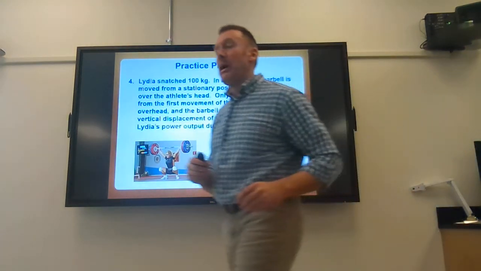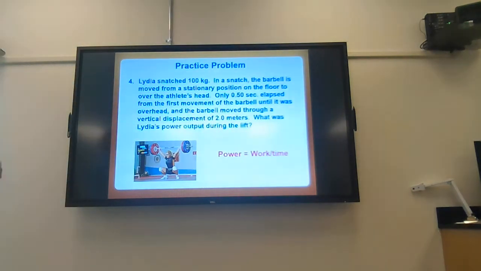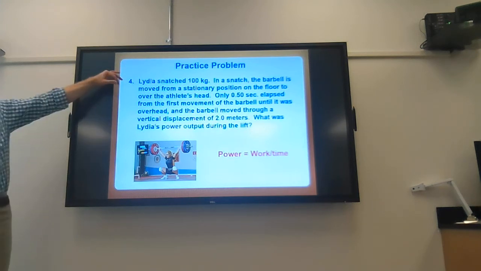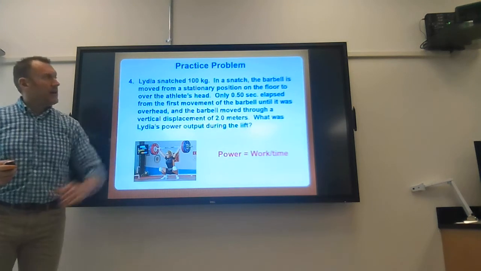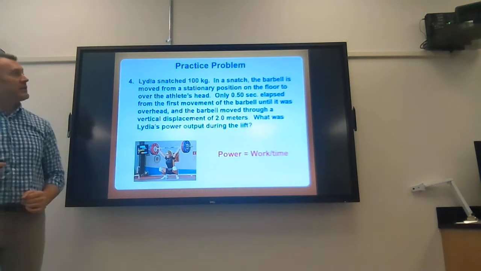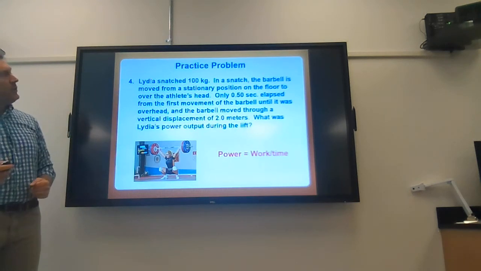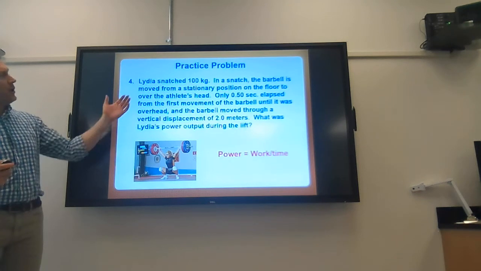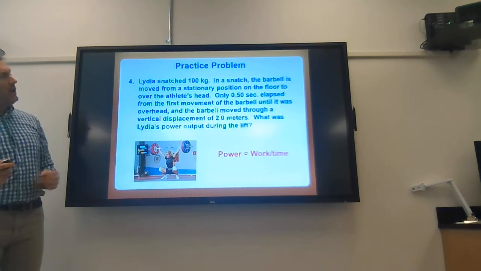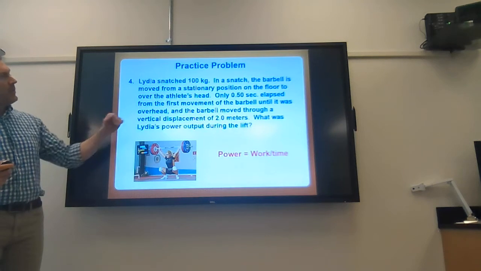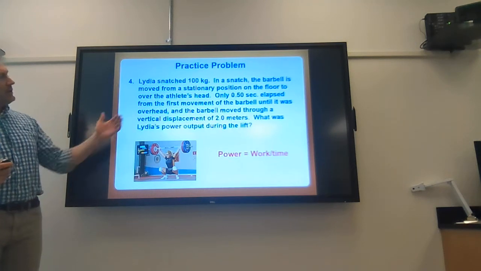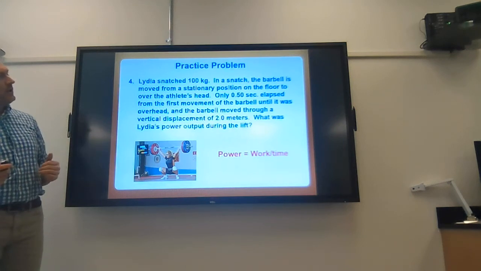Okay, all right, so back to power. Let's take an example here with a female who's won several world championships. Lydia snatched 100 kilograms. In a snatch, the barbell is moved from a stationary position on the floor to over the athlete's head. Only 0.5 seconds elapsed from the first movement of the barbell until it was overhead, and the barbell moved through a vertical displacement of 2 meters. What was Lydia's power output during the lift?